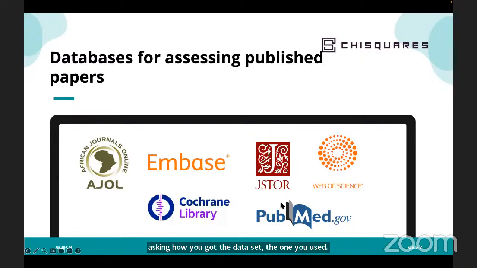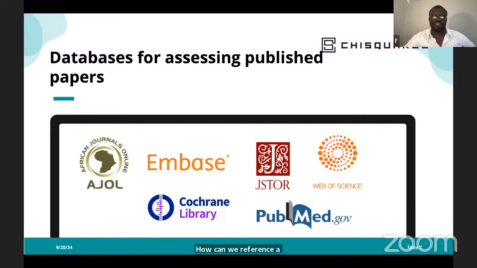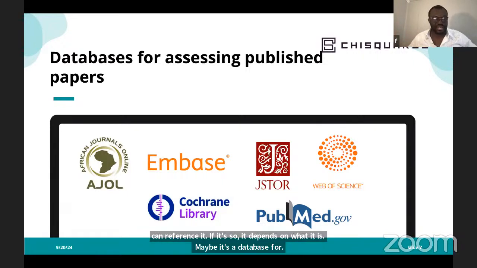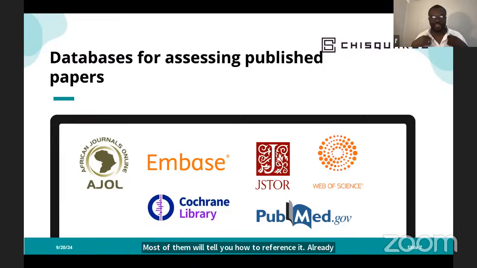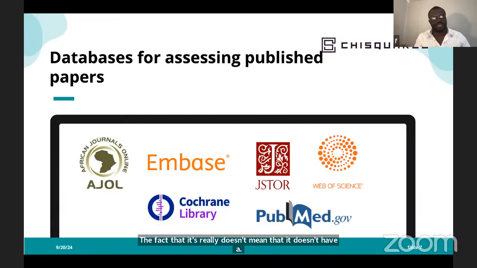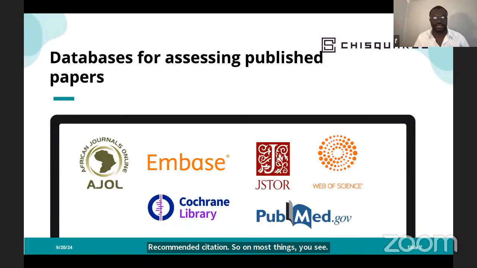How can we reference or cite gray literature? Well, it depends on what the gray literature is. If it's a government agency, you have the website, you can reference it. If it's a database, most of them will tell you how to reference it already. The fact that it's gray literature doesn't mean that it doesn't have a recommended citation. On most things, you'll see a recommended citation, and you should use that accordingly.